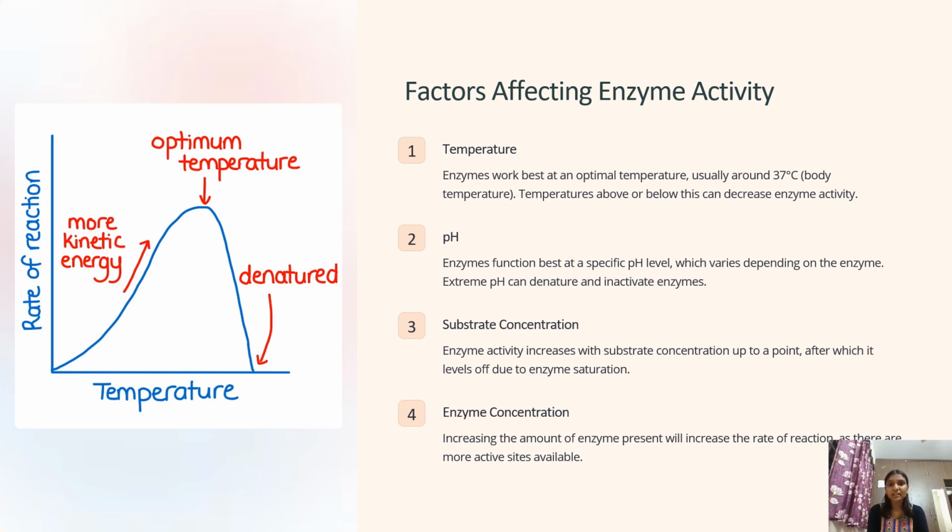Potential of hydrogen, that is pH. Enzyme functions at its best at a specific pH level, which varies depending on the enzymic activity. Extreme pH can denature and inactivate enzymes. Substrate concentration. Enzymic activity increases with the substrate concentration up to a point, after which it levels off due to the enzymic saturation. Enzymic concentration, that is increasing the amount of enzyme present, will increase the rate of reaction, and more active sites will be available.